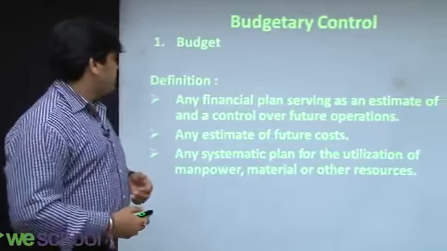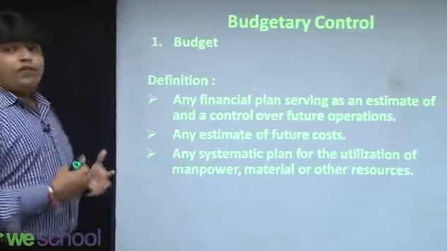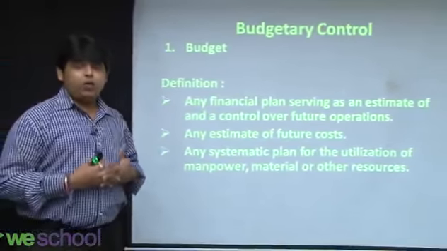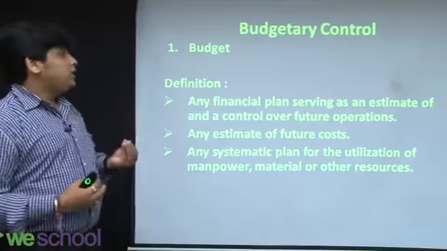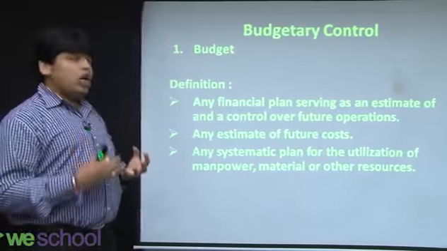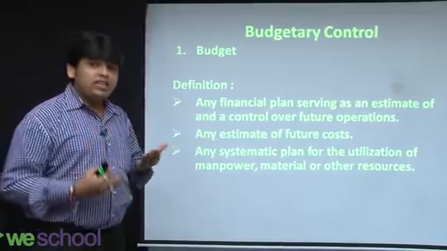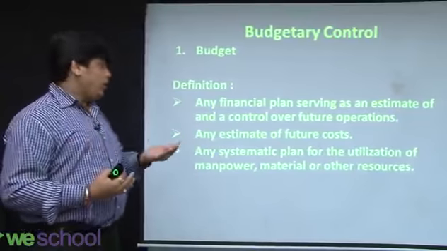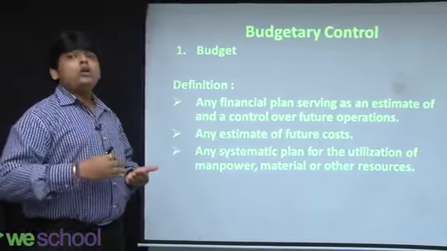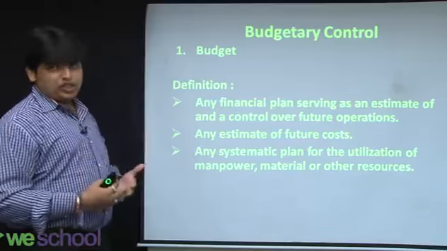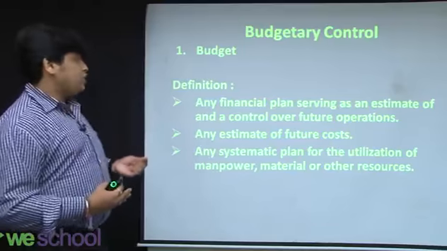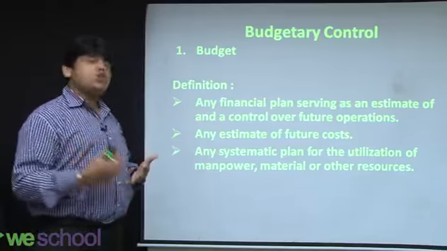So now this is my first thing. What is budget? Definition. What is budget? It is a financial plan or estimation of control over future operations. Budget is nothing but a financial plan or estimation of control over future operations. Budget is any estimation of future cost.